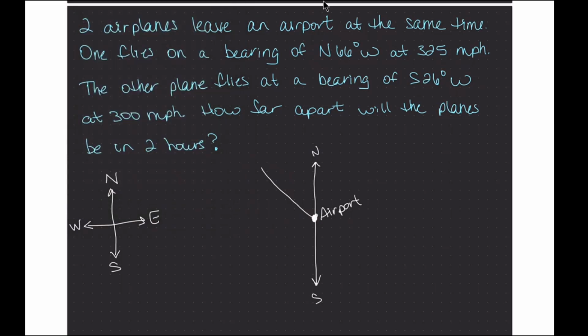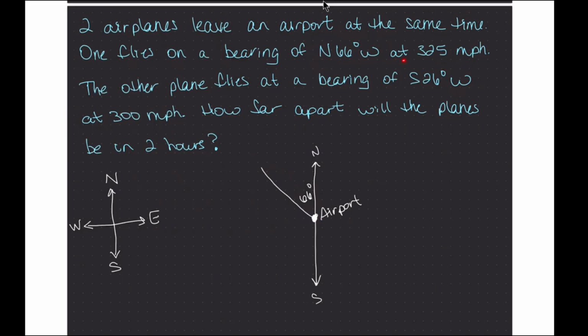So that 66 degrees is saying if I was flying due north, I'm then going to go 66 degrees to the west. So that angle right here is what? 66 degrees. We get on where that 66 comes from and gets put in there.